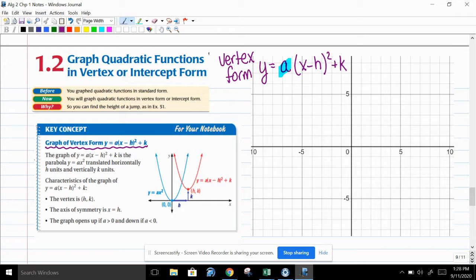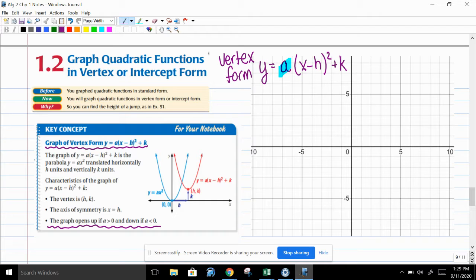If you notice at the bottom of this box, they talk a little bit about a. If a is greater than 0 or a positive number, our parabola is still going to open up. If a is less than 0 or a negative number, it's still going to open down. And the rule of the bigger the a value, the skinnier the graph, the smaller the a value, the wider the graph, that still holds true. So nothing changes about a. The form just looks a little bit different.